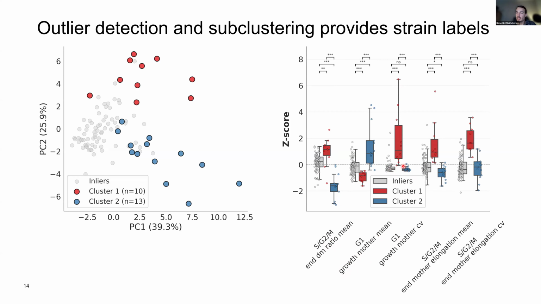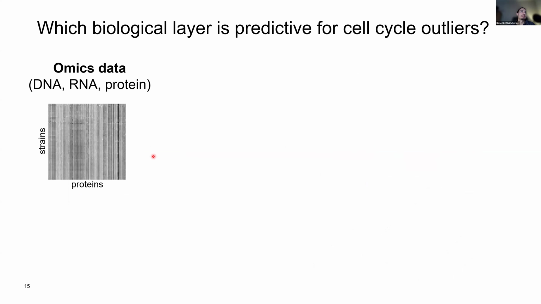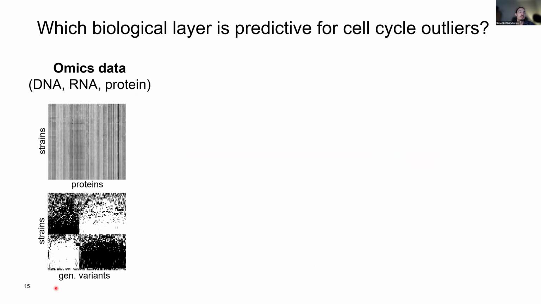And now we took those labels. So we have strain data now. We have those strain level labels for the strains. And we went ahead and went into actual biological discovery by asking the question if we can predict cell cycle outliers, and if yes, which modality do we have to look in? So we started with some omics data, like genomic variants, RNA profiles, or protein profiles. Here you can see a heat map of the protein profiles, or another example, genomic variants, which are binary data, so presence or absence of a genomic variant.